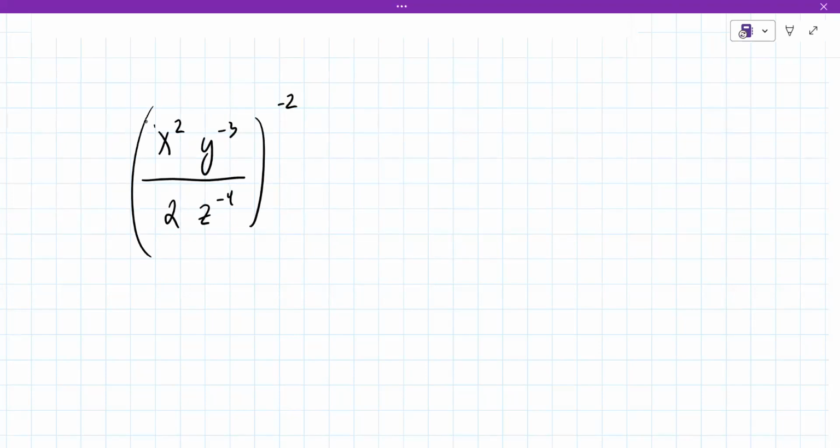Have you guys been doing review in class? Yeah, a little bit. Okay, how about these exponent properties? If I put something in front of you like x squared y to the -3 over 2 z to the -4, all to the power of -2, do you know how to simplify something like that? Do you think that will be on there? Yeah, I know how to simplify that one.